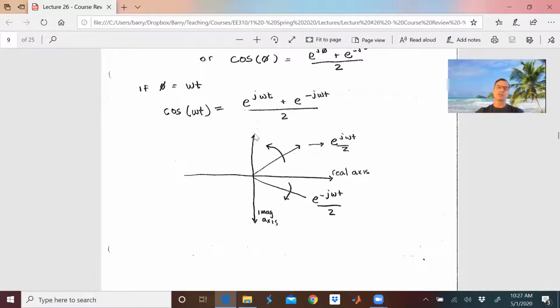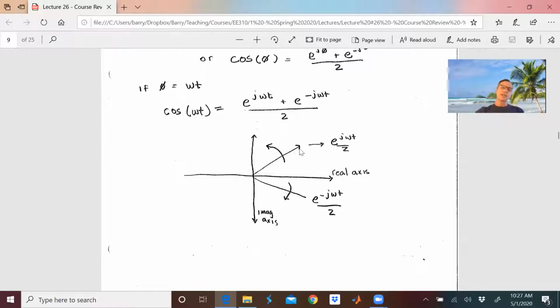So here's our j-axis, or our imaginary axis, and here's our real axis. And this vector here is e to the j omega t over 2. And this phase angle is increasing linearly, so it's whirling around this way. And here we have this one, which is whirling around the other way because of this negative sign here. So this one's going this way, this one's going this way. In class, I made all kinds of crazy motions with my arms trying to show this, but the idea is this is a cosine. This isn't a complex number.